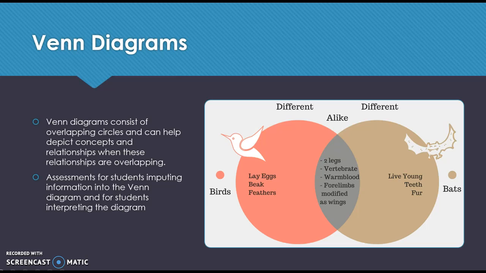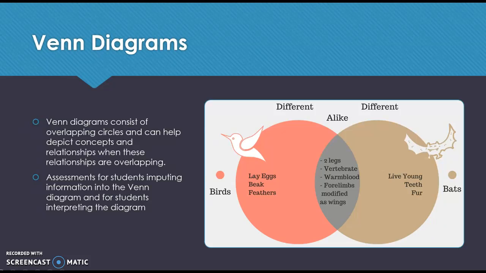The next graphic organizer I will discuss is the Venn diagram. Venn diagrams usually consist of overlapping circles, and they help depict concepts when these relationships are overlapping. Although Venn diagrams are primarily used for organizing and as a thinking tool, they are also a great form of assessment as long as the student is familiar with the material.